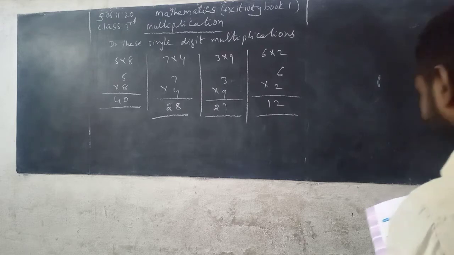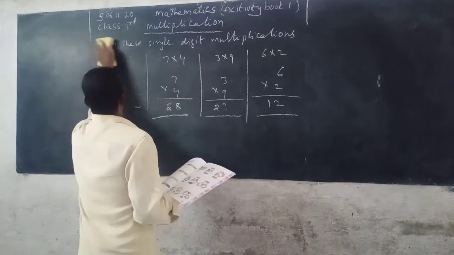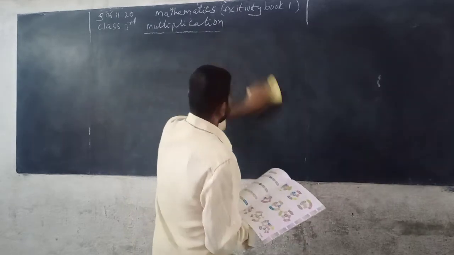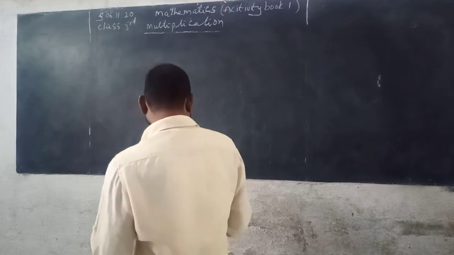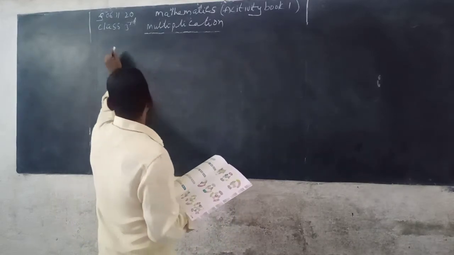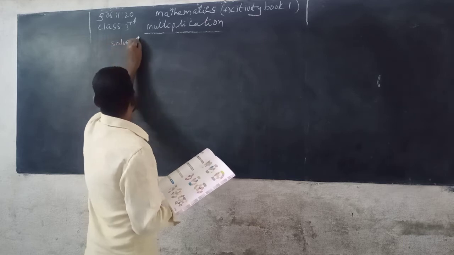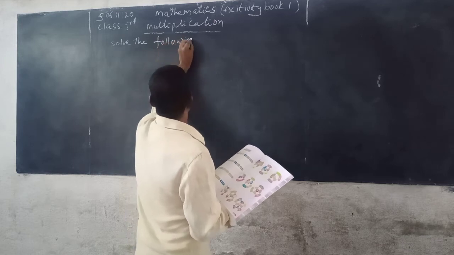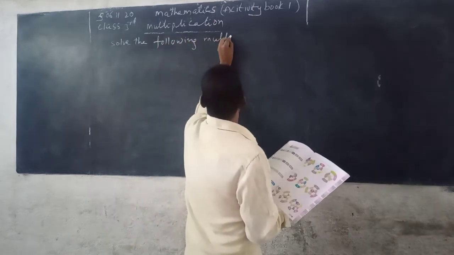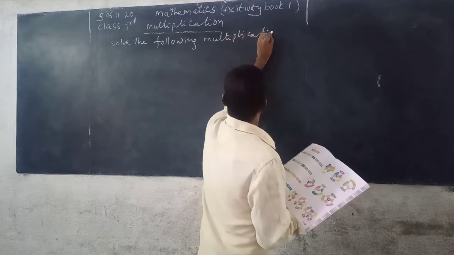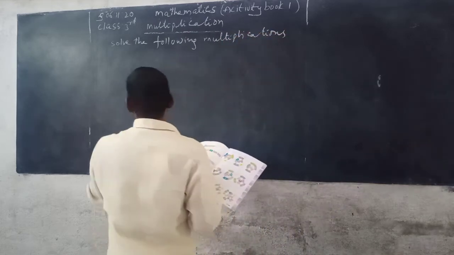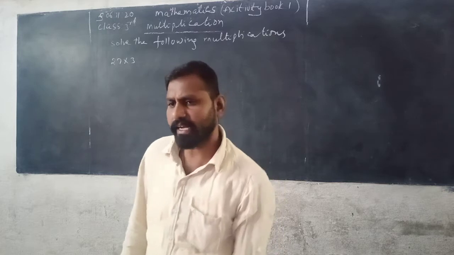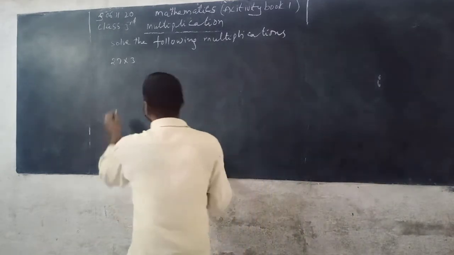Now next bit. Solve the following multiplication. First one, 27 into 3. 27 is multiplied with 3. So you can write column wise according to their places.